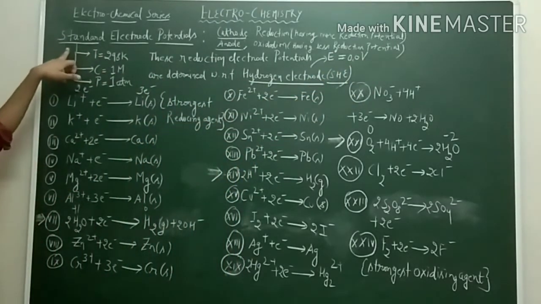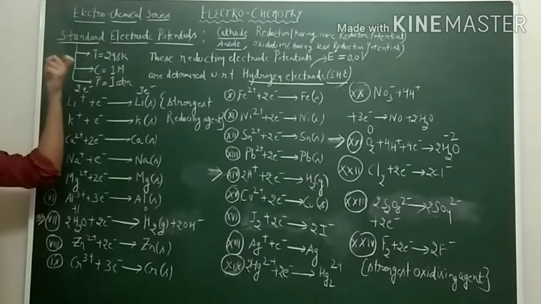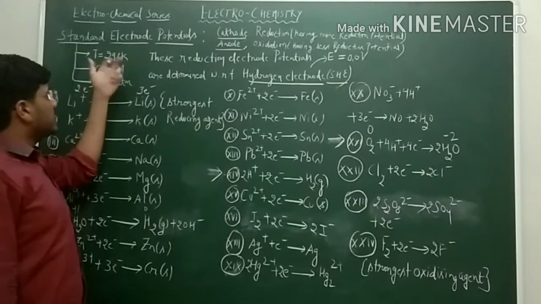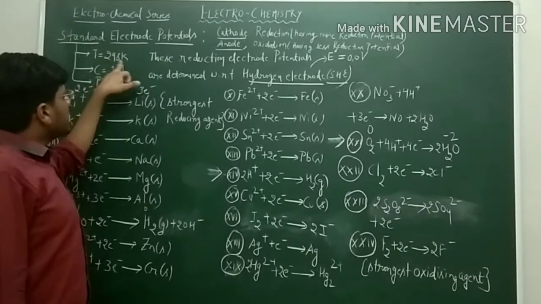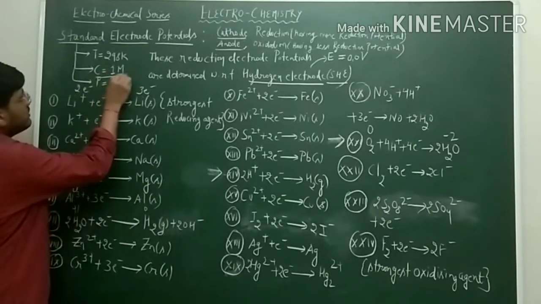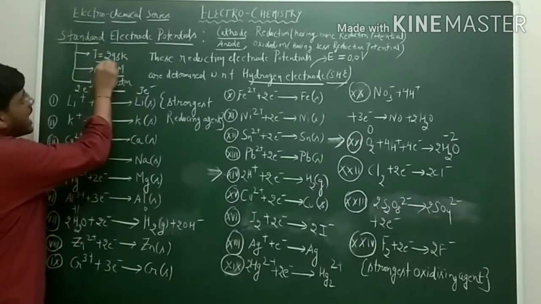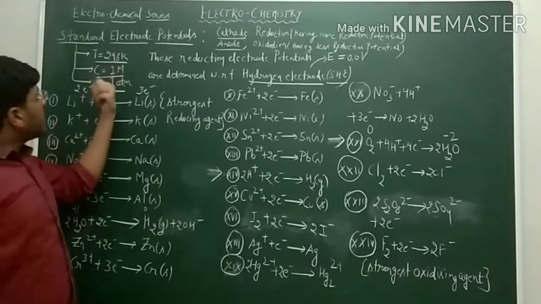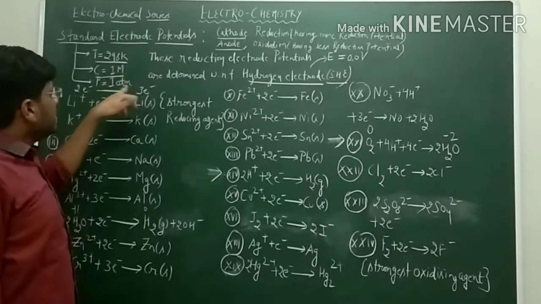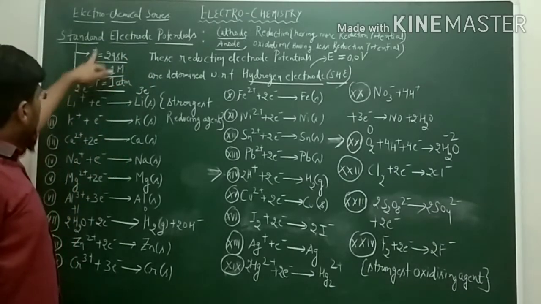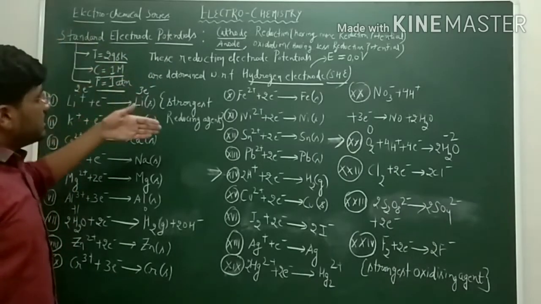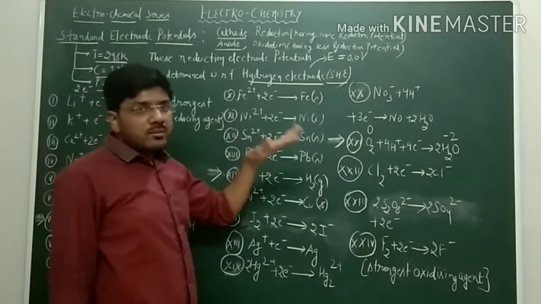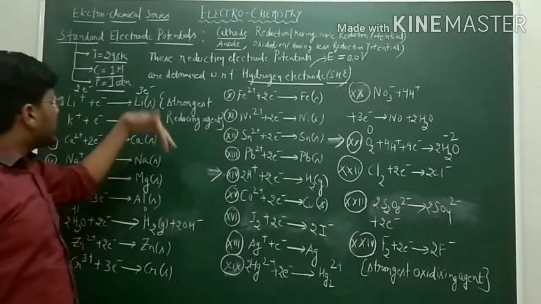Now what does the word standard mean? We all know standard conditions are the conditions where temperature is 298 Kelvin, concentration is 1 molar and pressure is 1 atmosphere. All these potentials are determined with respect to these standard conditions. Now we will discuss the electrochemical series, the important elements and how they are arranged.